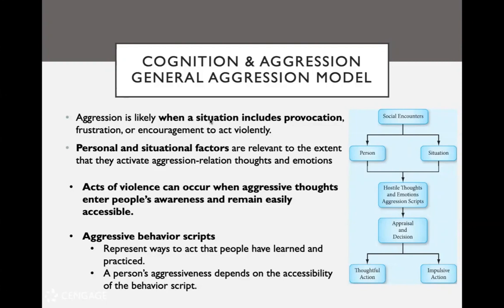Okay, so as you can see here, social encounters, person and situation. This is the model, okay? Both person and situation lead to hostile thoughts, and then you have something called the aggression script. You create this script that represents the way you should act or you've learned to act. And then you appraise what's going on and you make a decision. Either you can take a thoughtful action or an impulsive action. So that's one way to understand how between the stimulus and the response there's a whole bunch of cognitive stuff going on.